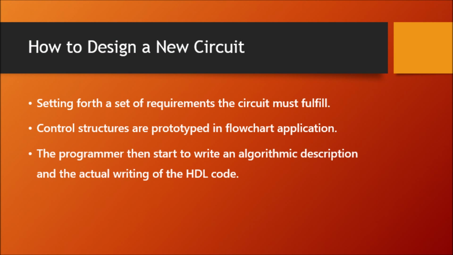We will now talk about how to design a new circuit with hardware description language. To design a new circuit, first of all, you will have to start by setting forth a set of requirements that the circuit must fulfill. The second step, control structures are then prototyped in flowchart applications, and then after that, the programmer can then start to write an algorithmic description and the actual writing of the hardware description language code.